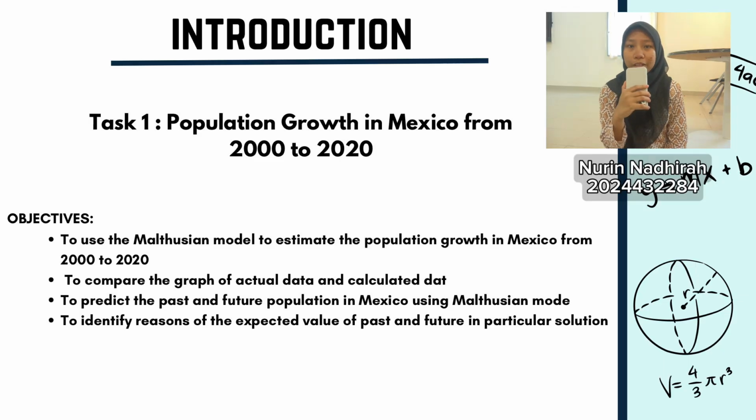Therefore, for the MAT097 project assignment, we are going to achieve the objectives of task 1, which are to use the Malthusian model to estimate the population growth in Mexico from 2000 to 2020, to compare the graph of actual data and calculated data, to predict the past and future population in Mexico using the Malthusian model, and to identify the reason for the expected values of past and future in a particular solution.